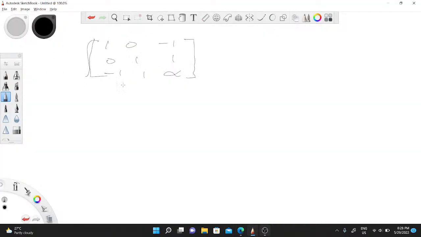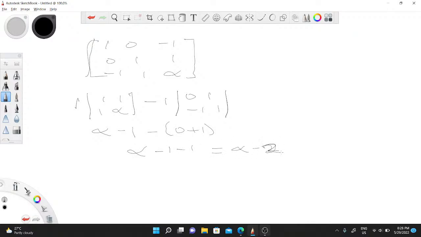So we'll find the determinant of this matrix. You have 1 times the determinant of 1, 1, 1, alpha. You ignore the 0 because it will definitely go to 0. Minus 1 times the determinant of 0, 1, -1, 1. That gives alpha minus 1, minus 0 plus 1. This will give us alpha minus 1 minus 1, equals alpha minus 2. So this is our determinant.